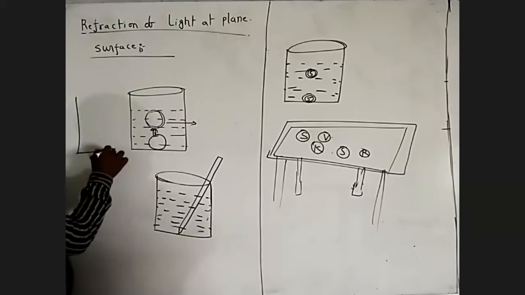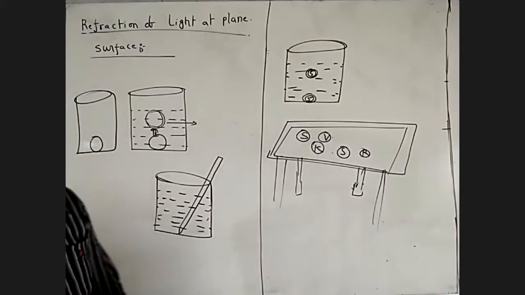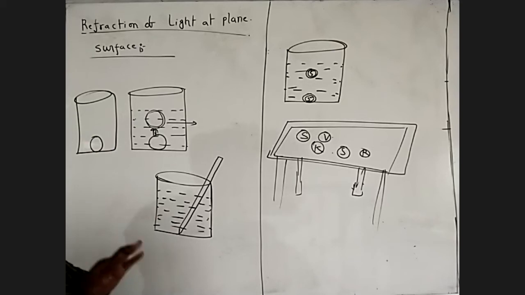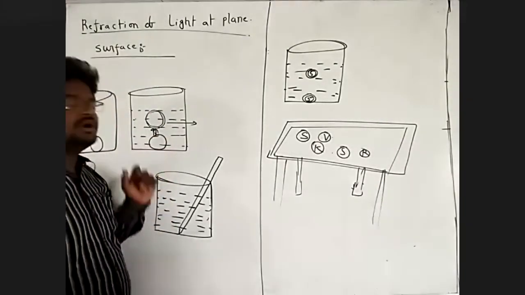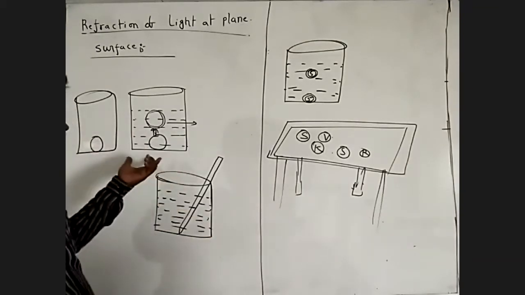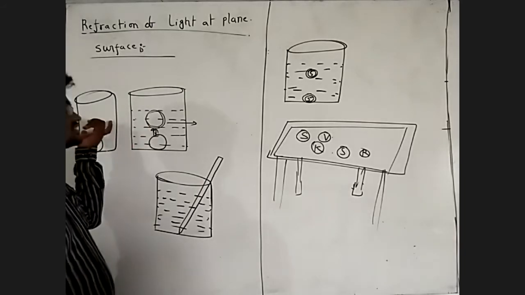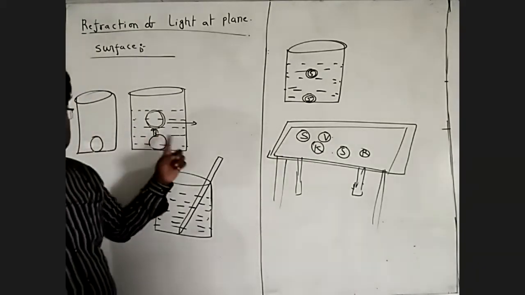At the same time, here is a lemon. This is a vessel without water. A lemon is kept at the bottom of the vessel. This vessel does not have water, so the lemon appears actual size. We are seeing the original size of the lemon without water. But when the vessel is filled with water, the lemon appears bigger than actual size. What is the reason here?